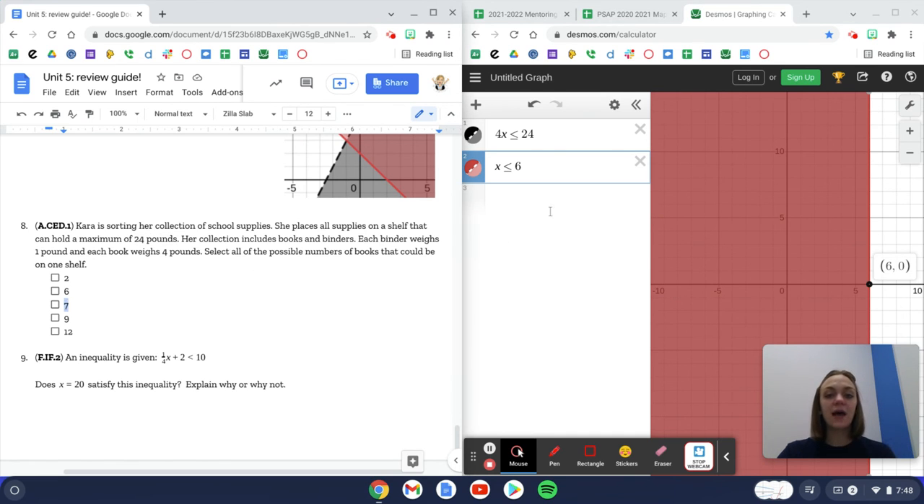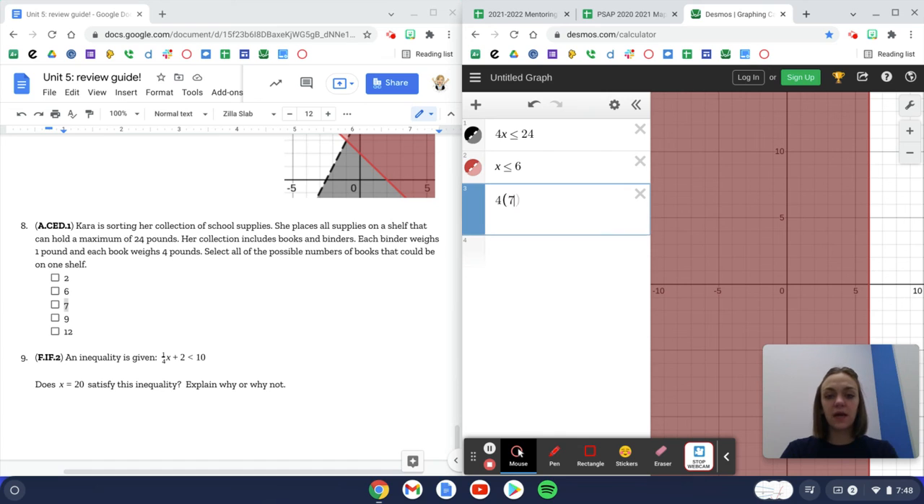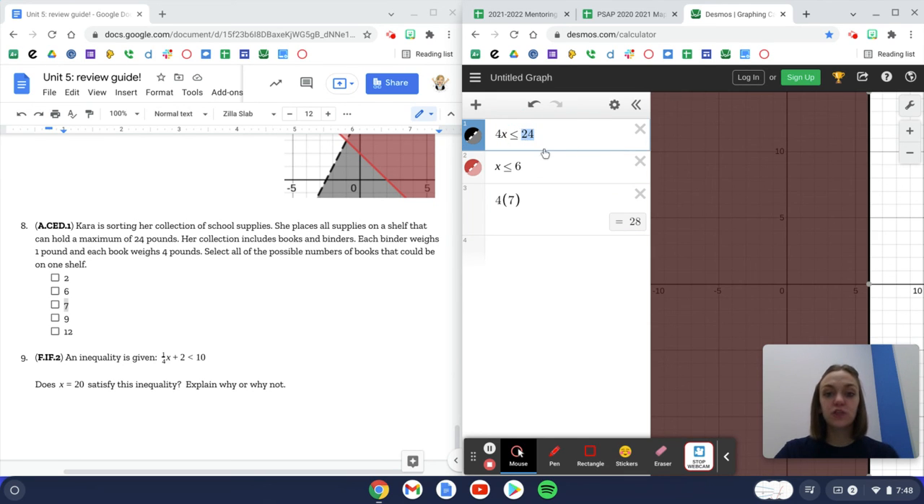You wouldn't check 7 because 4 times 7 books weighing 4 pounds each would give me a weight of 28 pounds. And that is going to be too much for the shelf to hold because it's more than 24 pounds. Okay, so anything above 6 does not work. Anything under 6 does work because it'll reach the weight limit.